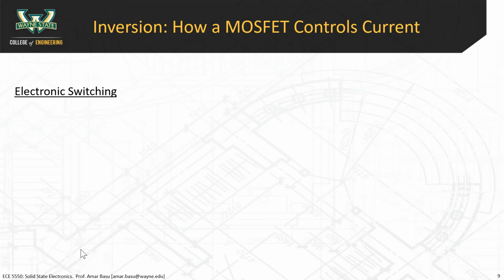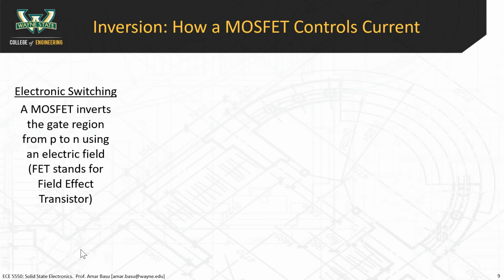All right, so here's how a MOSFET controls current. I talked about this concept of electronic switching, so now I'm going to get into the details of it. A MOSFET behaves as an electronic switch. I mentioned before that the gate voltage modulates whether the channel is on, whether the transistor is on or off. I'll say that again. The gate voltage determines whether the transistor is on or off. If the transistor is on, then you get conduction between the source and drain. And if it's off, you don't get conduction between the source and drain.